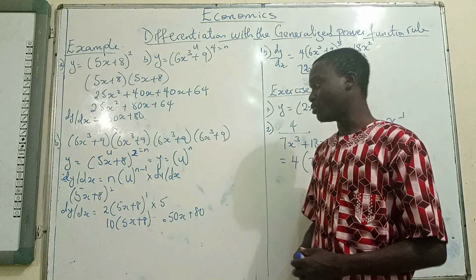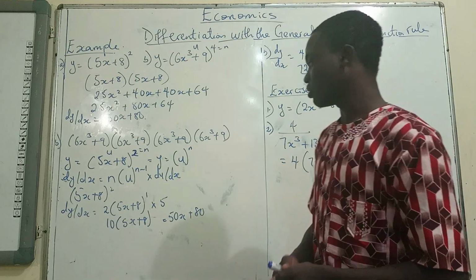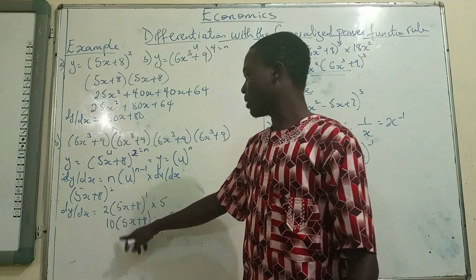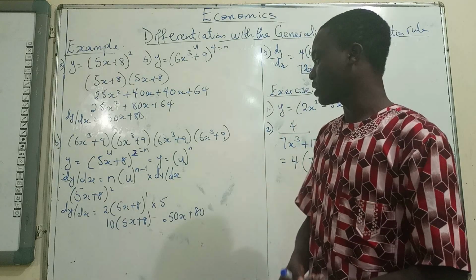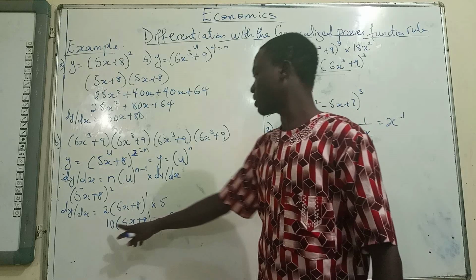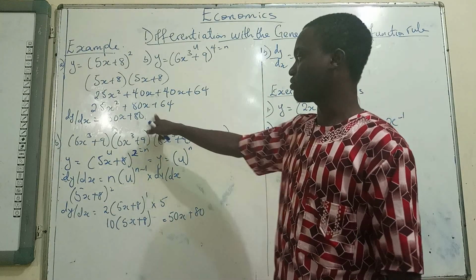So I don't think that should be a big deal by now for those that have been following, or those that have background knowledge of calculus. So multiplied by 5 is going to give us 10, open brackets, 5x plus 8, raised to power 1 is just, you don't have to put the 1 again. So 10 multiplied by 5x is 50x plus 10 multiplied by 8 is 80. Now let's compare the answer. 50x plus 80, 50x plus 80.